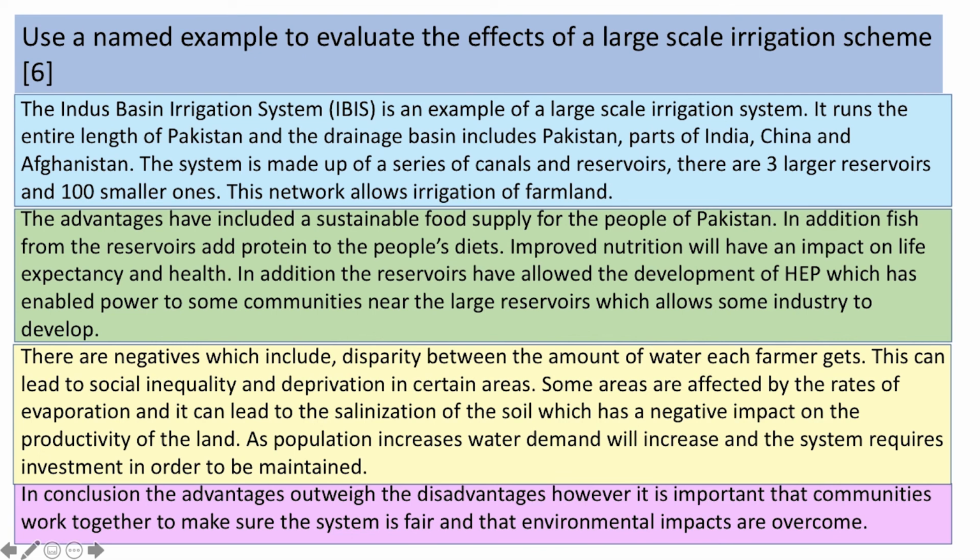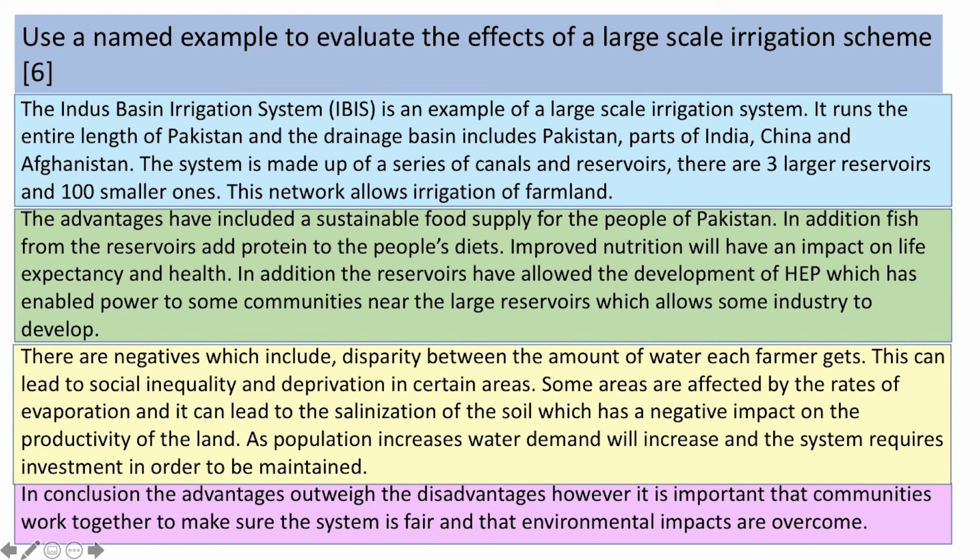So I've given them a brief bit of background information and now I'm going to think about and focus on the advantages and disadvantages. So, the advantages have included a sustainable food supply for the people of Pakistan. In addition, fish from the reservoirs add protein to the people's diets. Improved nutrition will have an impact on life expectancy and overall health. In addition, the reservoirs have allowed the development of HEP, hydroelectric power, which has enabled power to some communities near the large reservoirs, which allows industry to develop.